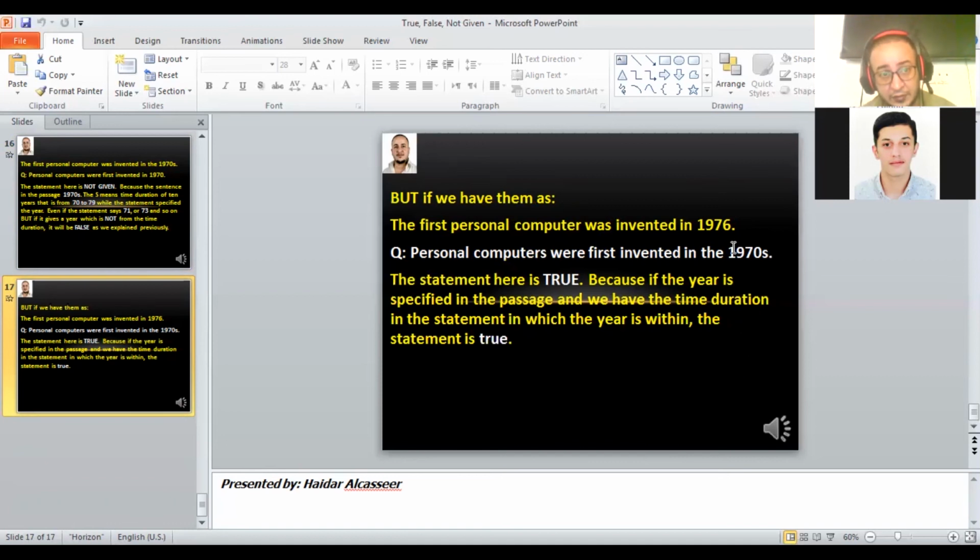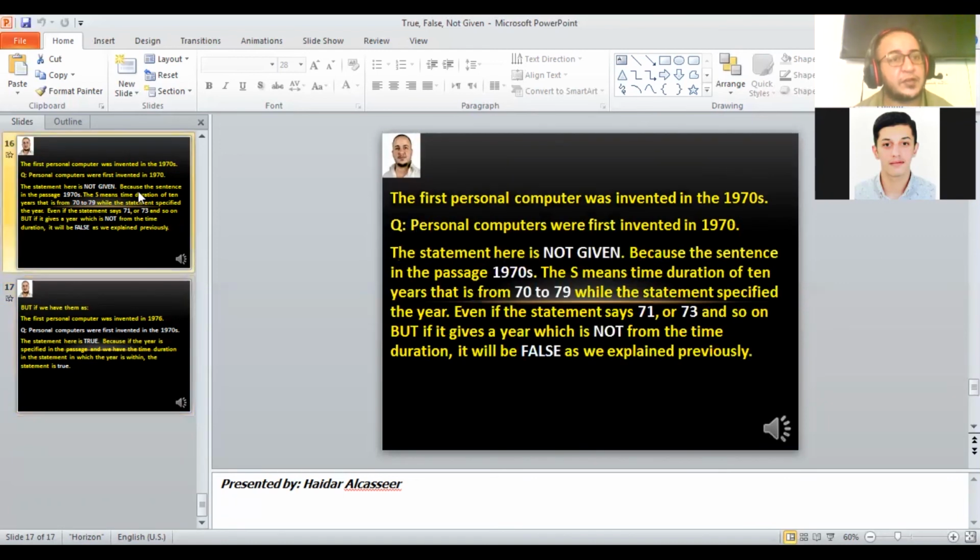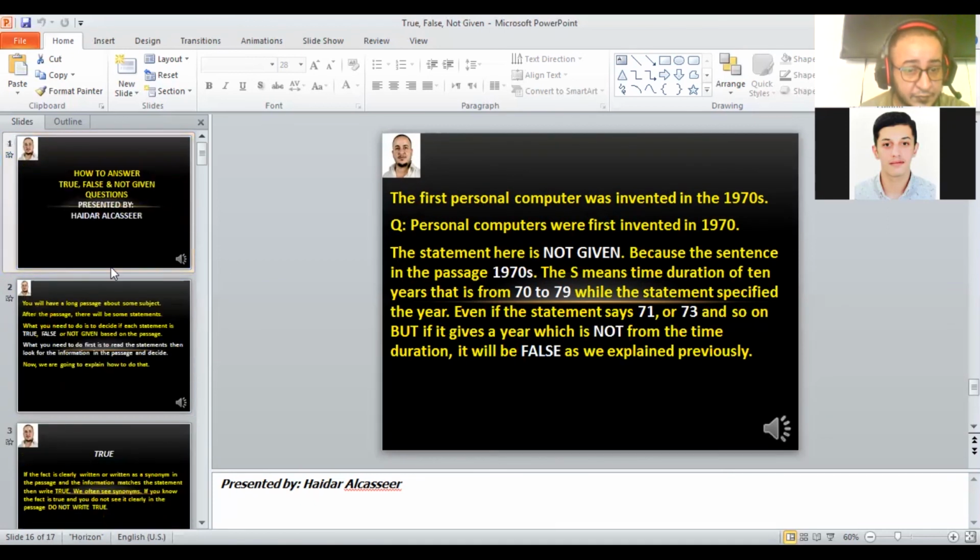Okay, let's go back to the first example. In the first example, the first personal computer was invented in the 1970s. If we have in the question, for example, personal computers were first invented in, let's say, 1980 or 69, it's false in this case. Why? Because it's not a year within that time duration. You got it? Got it. Any questions here, Hussein? No questions. Okay, now, just a second.